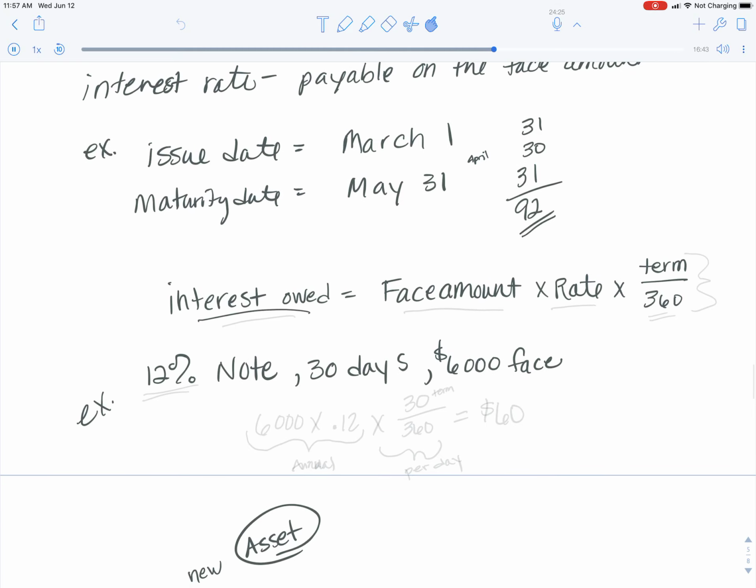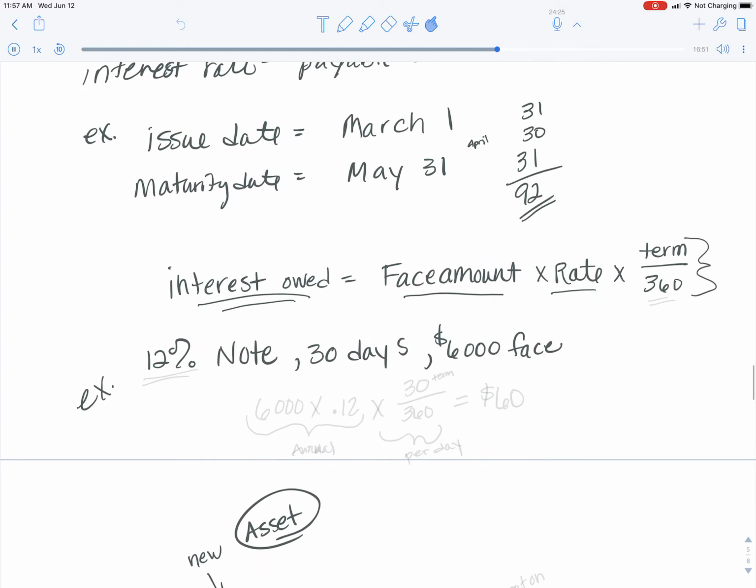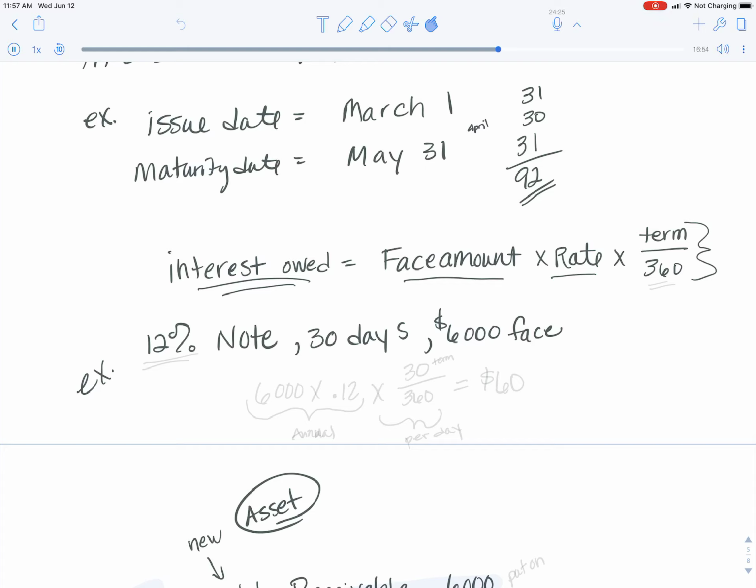So how we're going to calculate our interest owed is we're going to take our face amount times the interest rate, and then times the term over 360. Now I know there are 365 days in a year, but your book really simplifies these calculations by using 360. So in all of your homework and quizzes and your exam and in the notes in this lecture, we're going to use 360 to calculate our interest.